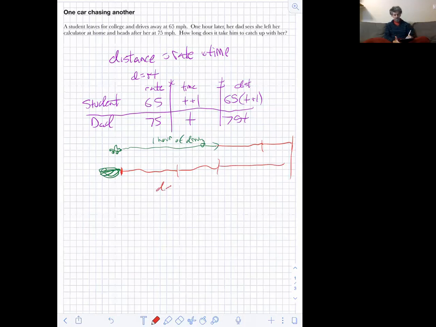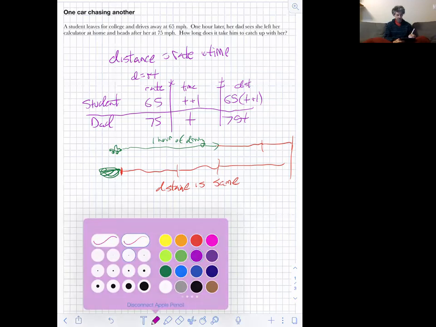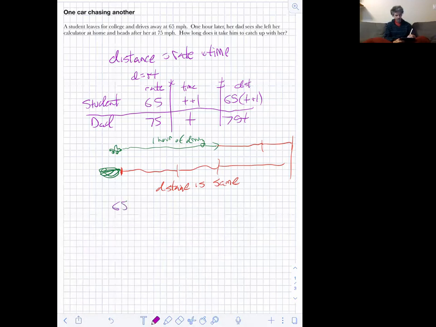where the distances are the same. Okay, if the distances are the same, then our equation must be that 65t plus 1 equals 75t. That's easy enough. And now we solve the equation.